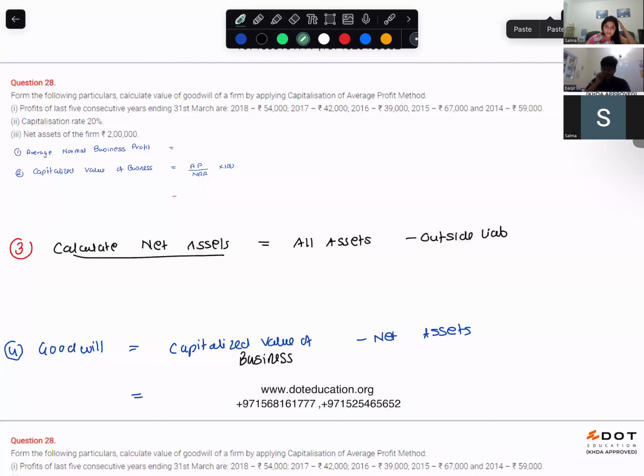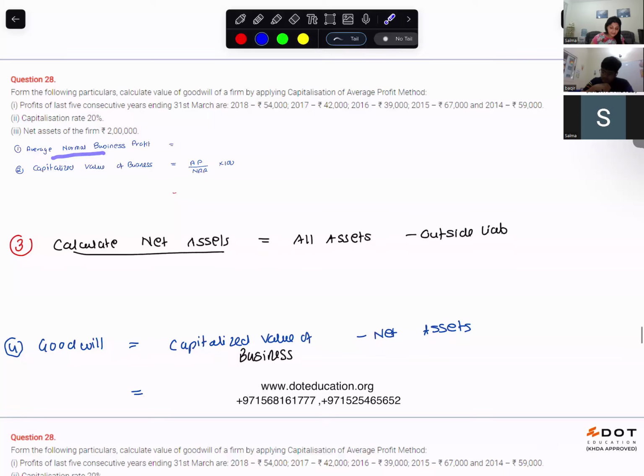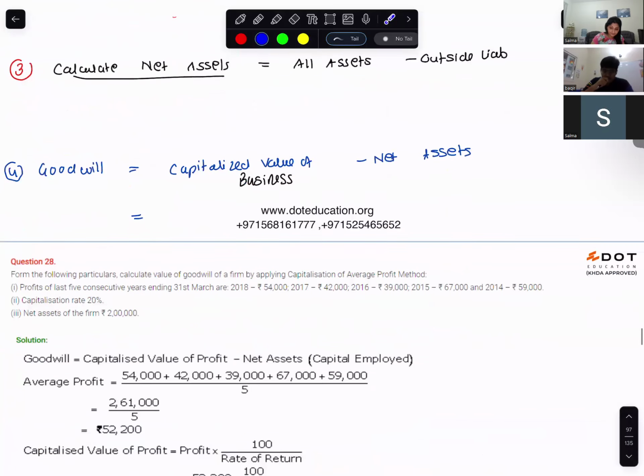Come on, let's start the next sum. Can you read the question for me, please? From the following particulars, calculate value of the goodwill of the firm applying capitalization of average profit method. Profit for the last 5 years is 54, 42, 39, 67, 59.